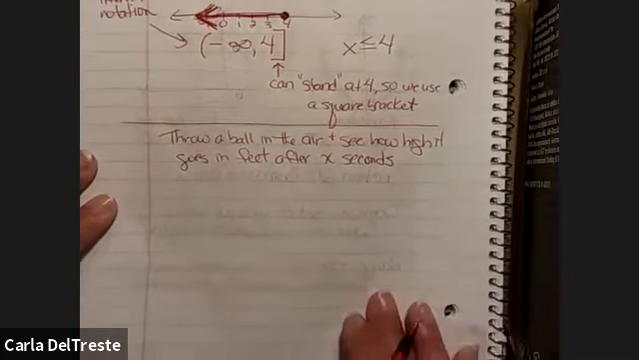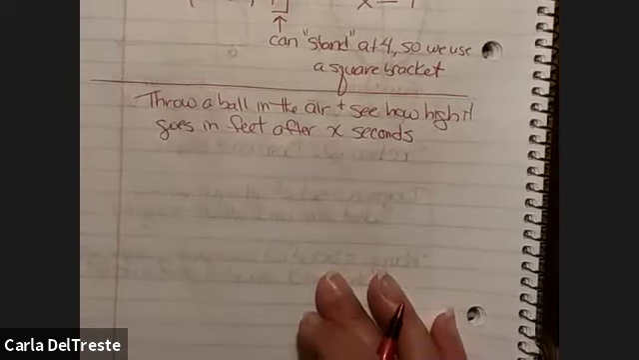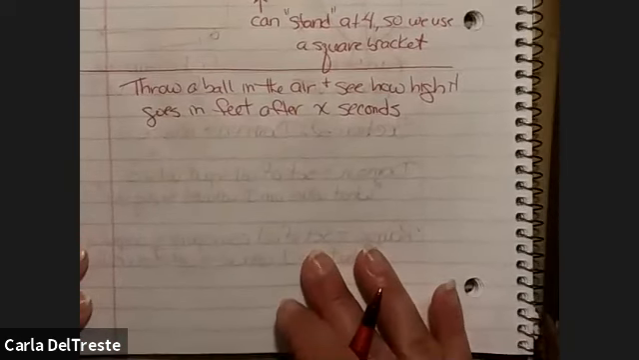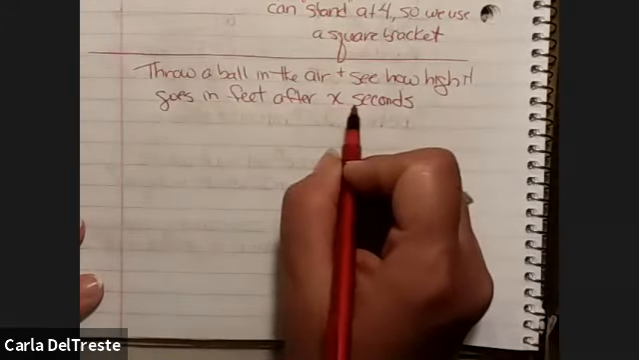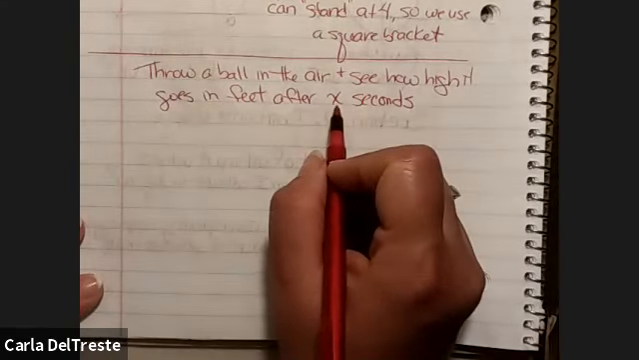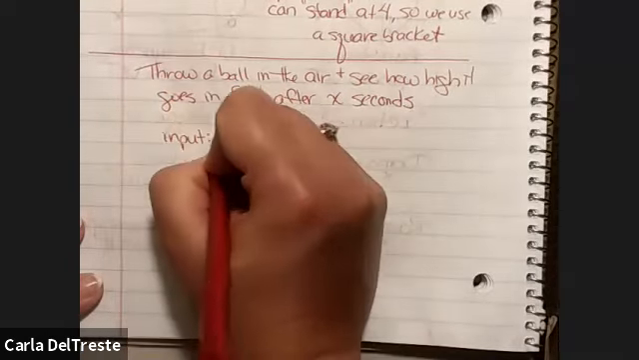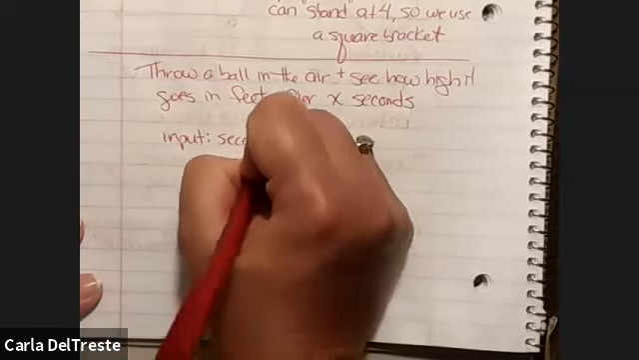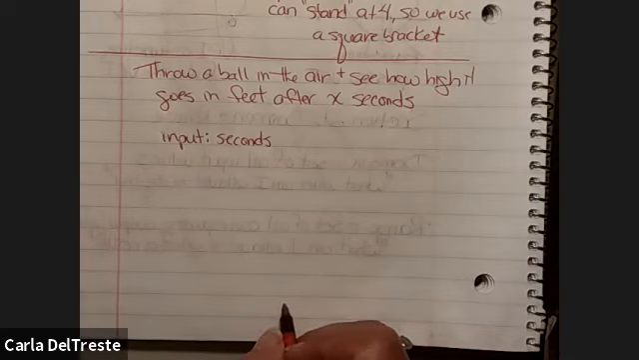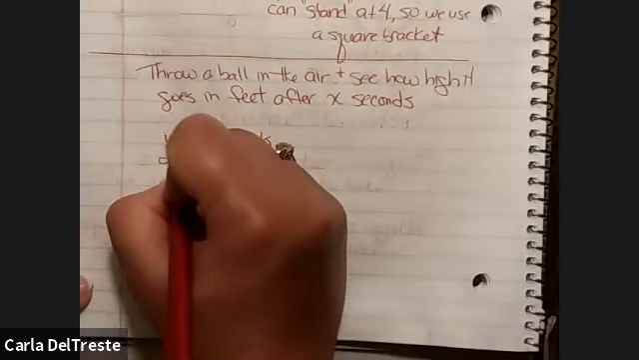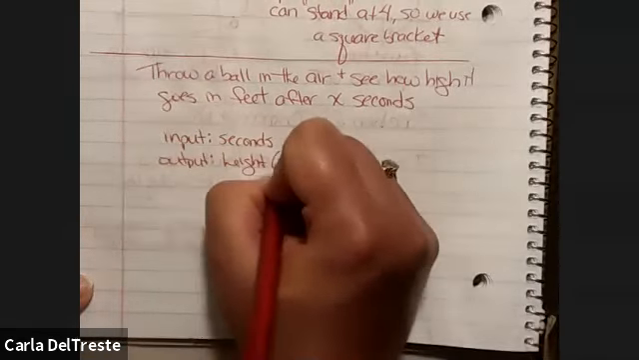Now, got to remember something from our previous videos. The first thing that you should do here is to identify your input and identify your output. They're kind of giving you a little bit of help because they're saying X seconds, and X is typically input. So my input here is going to be the seconds. And that should make sense because time is independent, okay? And that means that my output is the height, which is being measured in feet.